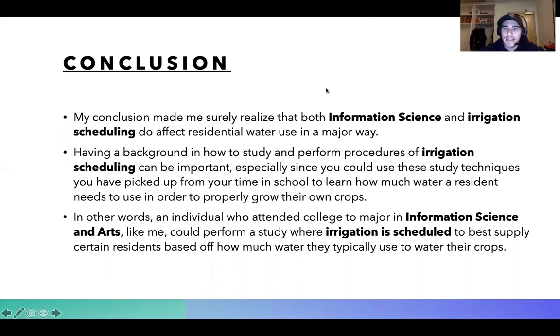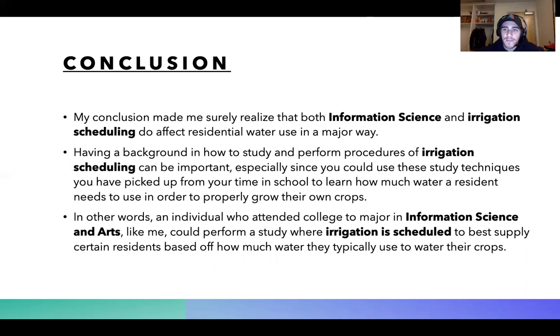So that leads us to my conclusion of my paper. And instead of just reading out my conclusion in paragraph form word for word, I thought it'd be better just to summarize it for you. So basically, I was surely able to realize that both my major, information science and arts, and irrigation scheduling were able to affect residential water use. So having a background in my major, knowing how to study and perform procedures of irrigation scheduling too, is in fact important.